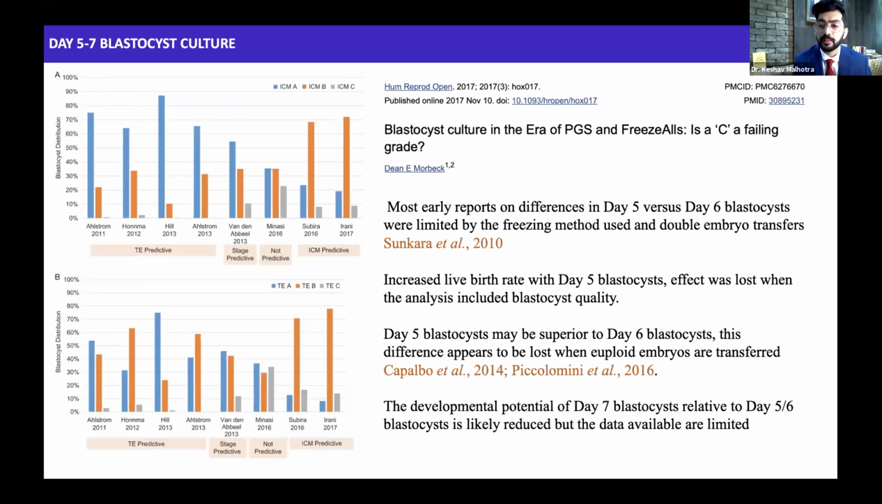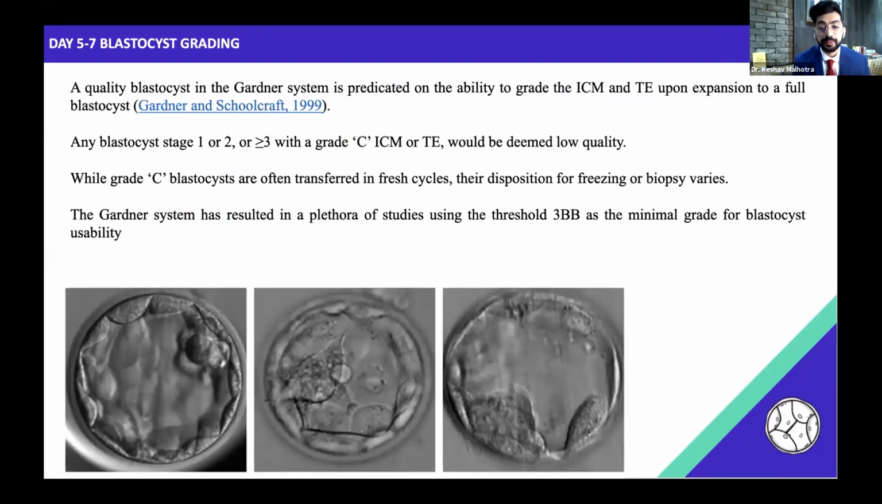So the first one is actually from Dean Morbeck. And this is a wonderful paper because it talks about the grading of blastocysts in the era of PGS. Based on the results and outcomes of this paper and the meta-analysis that Dean did, it has to be noted that the developmental potential of day 7 blastocysts is very relative to the grade of the blastocyst. So if you have a good grade blastocyst at day 7, it would have a very nice developmental potential and it can still be utilized in a frozen embryo transfer.